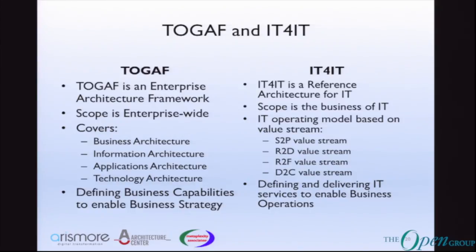The differences are that the scope of TOGAF is enterprise-wide. So we are designing architecture for the whole enterprise. IT4IT is dedicated to the IT function. So the reference architecture is really dedicated to the IT function in the enterprise. In terms of deliverables, the deliverable of TOGAF is to enable business capability. So we want to transform business capabilities in order to support and enable the business strategy. In IT4IT, the main delivery, what we want to deliver, is IT services, and IT services that will enable the business operations, okay?